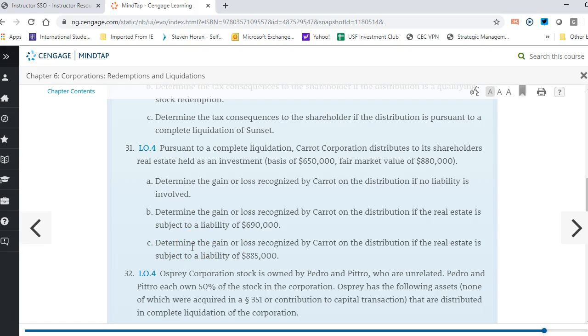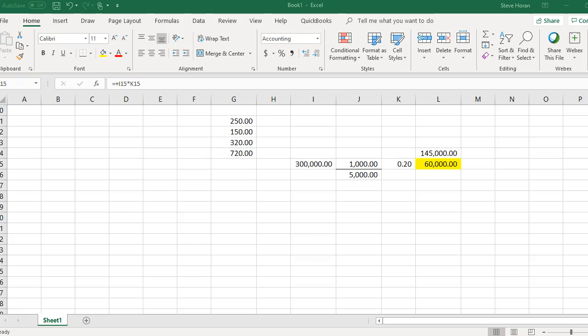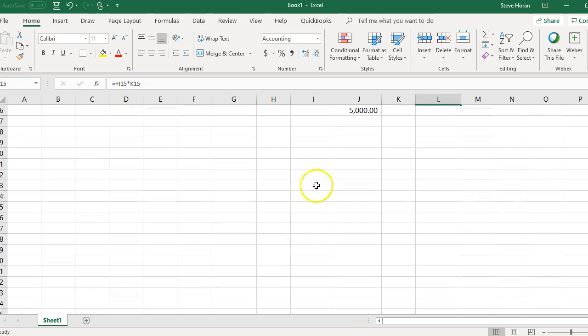For part C, we're going to flip that around now. What's the gain or loss on the distribution if the real estate is subject to a liability of $885? Here, what I want you to recognize is the liability is greater than the fair market value. So I'm going to show you how this one works. It's pretty straightforward.